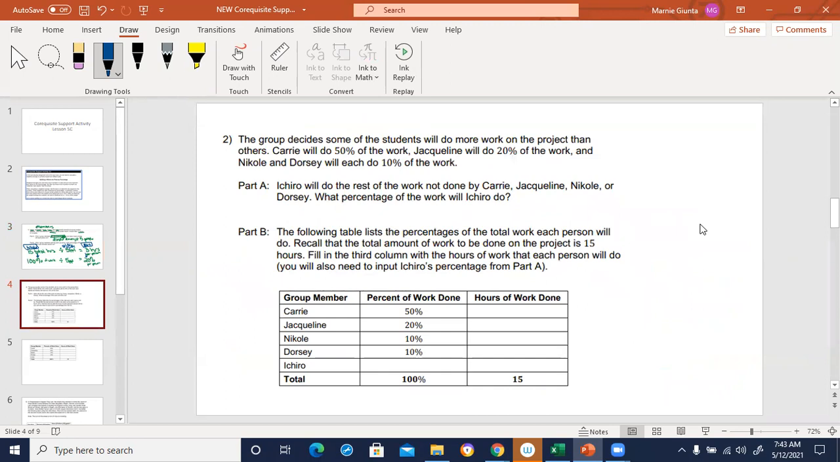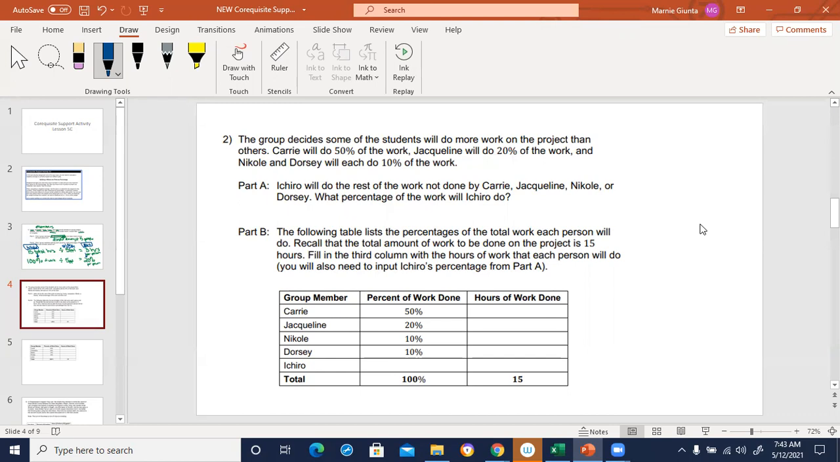In this example, the group decides some of the students will do more work on the project than others. Carrie will do 50% of the work, Jacqueline will do 20% of the work, and Nicole and Dorsey will each do 10% of the work. All right, so when you're provided information, it's always a good practice to organize it in a fashion where you can see what you have and what you know.